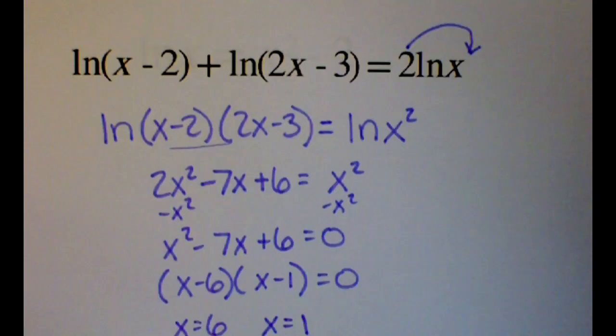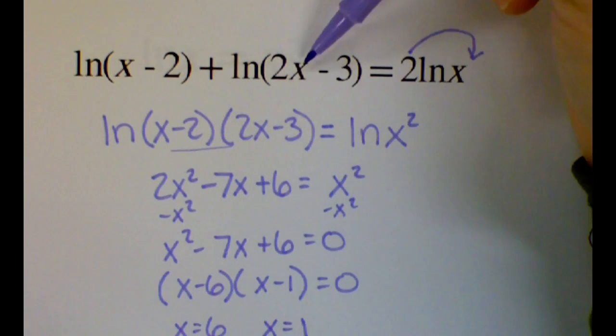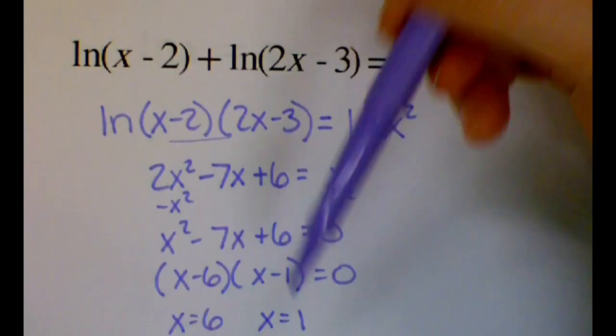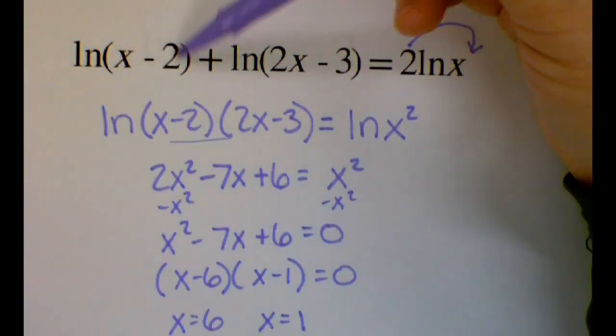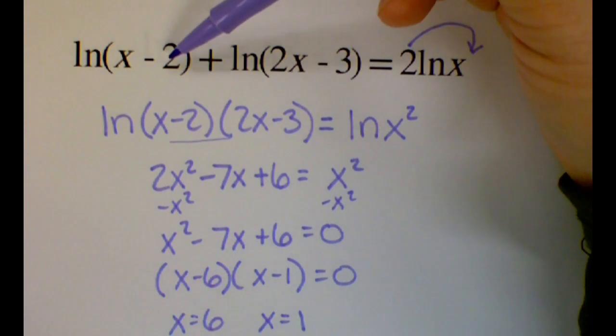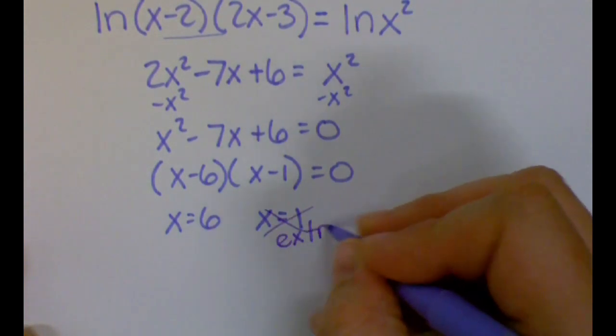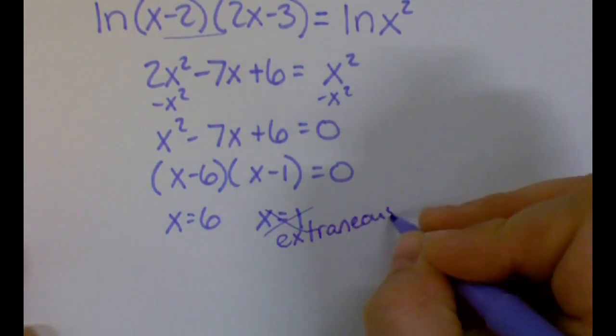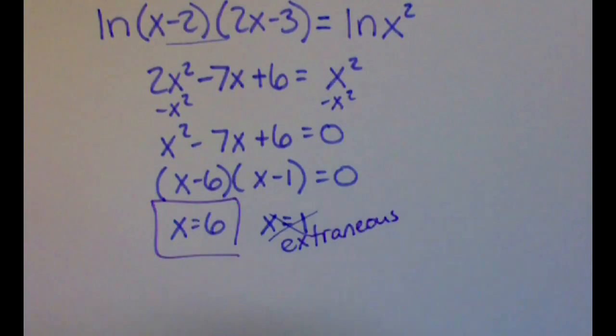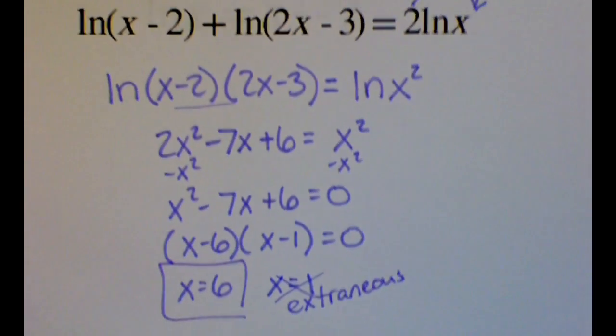Double check, always. If I plug in 6, I get positives all across the board. If I plug in 1, I'm taking the natural log of negative 1. I can't take a natural log of a negative. X equals 1 is an extraneous solution. So it's very important that you always check for those because they do pop up.